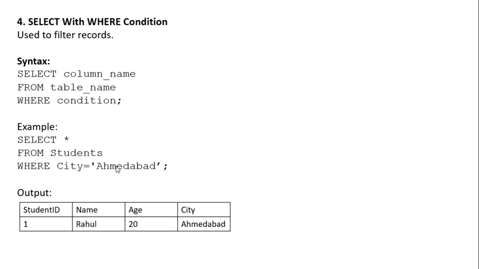So where the city is Ahmedabad in the table, this data will show, with all the columns: student id, name, age and city, but the condition is city equal to Ahmedabad. So Ahmedabad is one record, student id 1, name Rahul, age 20 and city Ahmedabad. This condition is true, so this data is shown in the table.